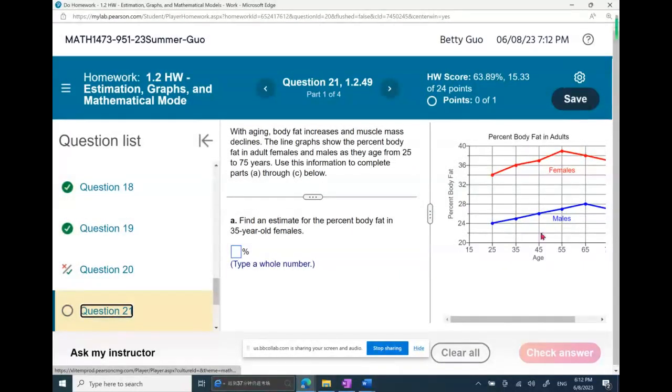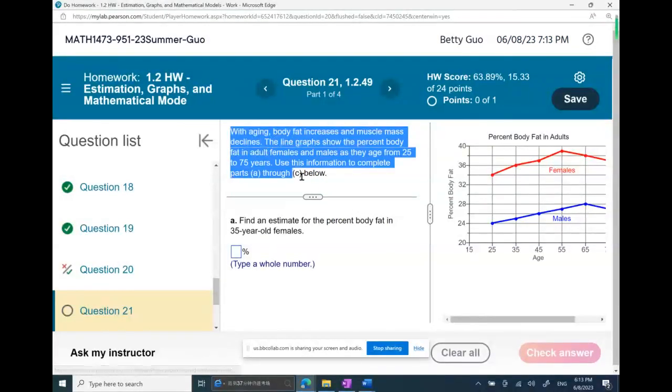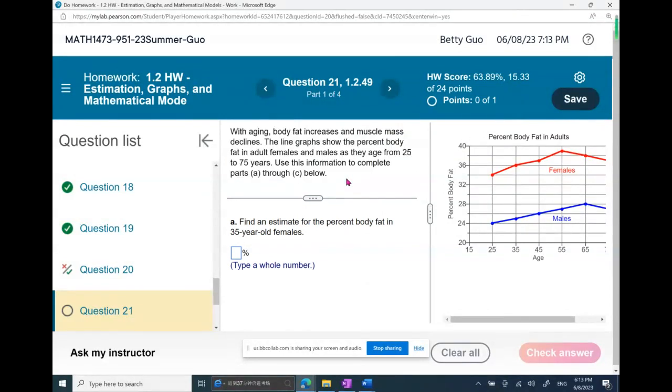All right. Sometimes I only read a graph. Most of the time, it's enough for me to answer the question. But we're supposed to read the whole thing, all the information. With aging, body fat increases and muscle mass declines. The line graph shows interesting information, right? It shows the percent body fat in adult females and males as they age from 25 to 75 years. Really interesting. Use this information to complete Part A through Part C.